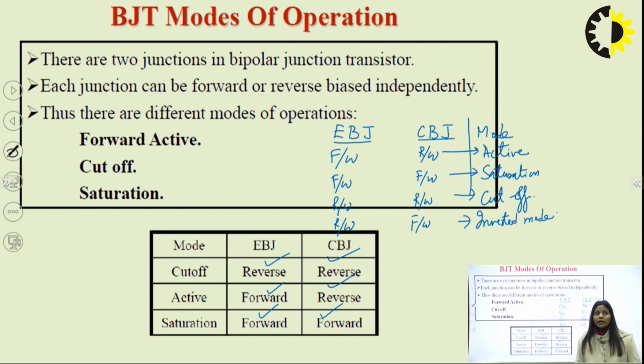So there are two junctions in the bipolar junction transistor. Each junction can be forward or reverse biased independently, and thus there are four modes existing, in which the inverted mode is of least use and is not used in transistor operation. So the main modes of operation are active, saturation, and cutoff.